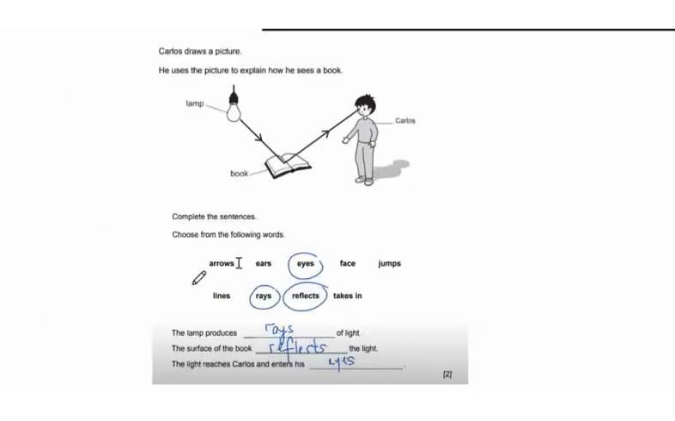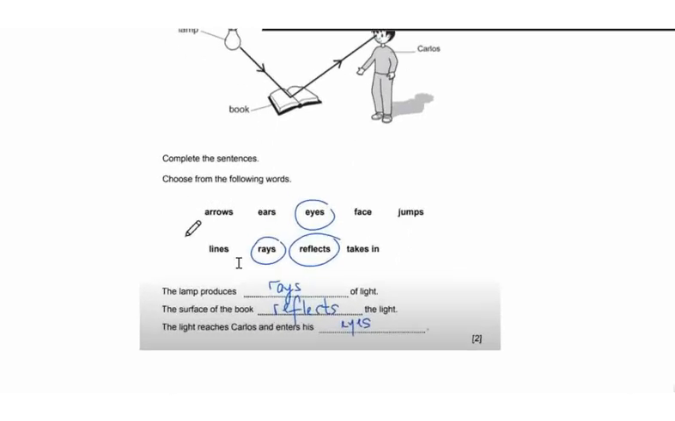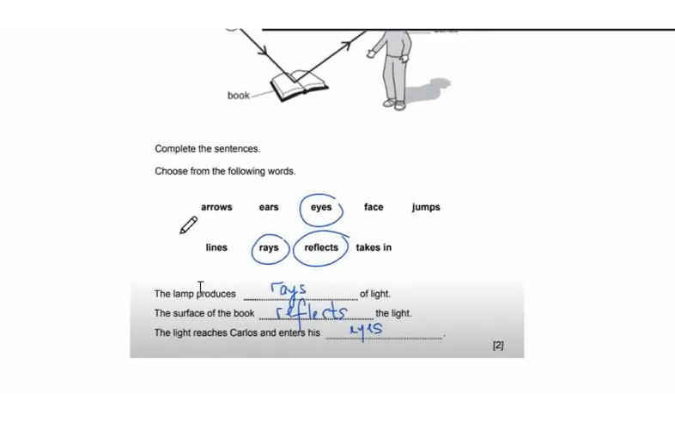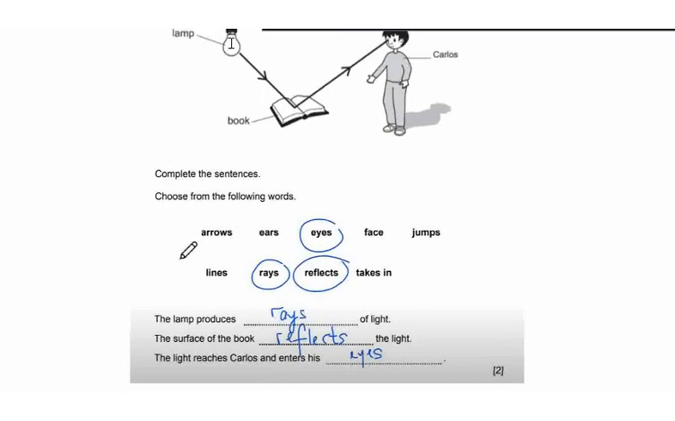Well, the answer is the lamp produces rays of light. This is rays of light. The surface of the book reflects. The light bounces off the book and enters Carlos' eyes. This is eyes.